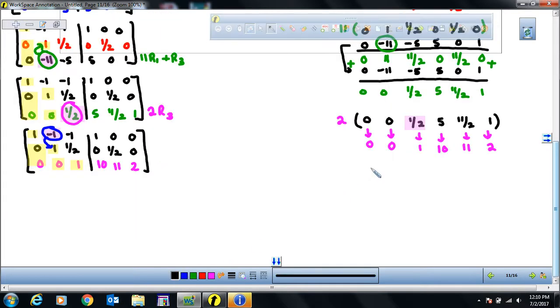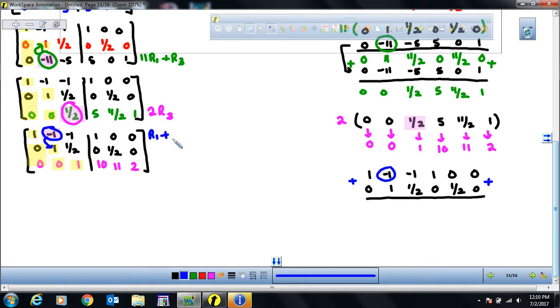Okay. So we're going to start with that. So 1, negative 1, negative 1, 1, 0, 0 is going to be added to 0, 1, 1 half, 0, 1 half, and 0. Now, what do I need to do so that these two cancel out? What do I need to multiply? There's nothing that needs to be multiplied because they're already negative and positive 1. So all I need to do is add them. So that's the operation we're going to use to make that a 0. Add row 1 plus row 2.